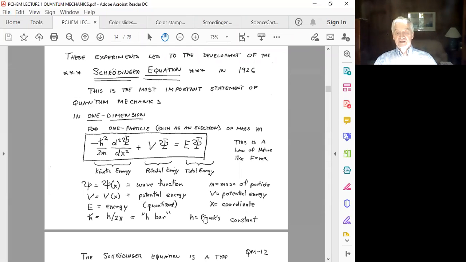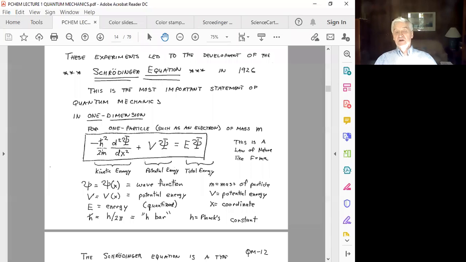Okay, so everything is defined down below here. Psi is a function. So psi of x means it's going to depend on x. It's what we call the wave function. And as I'll mention again on the next page, we'll also call it a characteristic function. Capital V will also be a function. It can depend on x. The capital E's, there are going to be many solutions. These are going to be quantized.